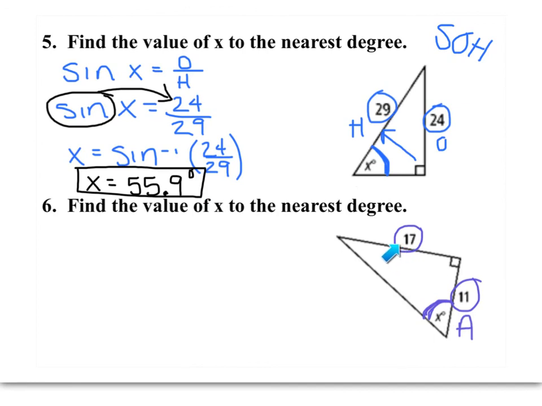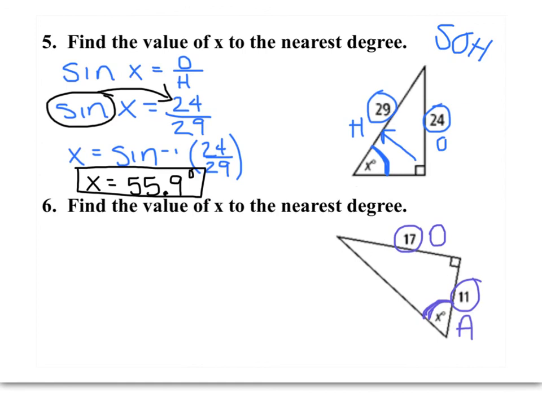Next, I'm looking at my 17. My 17 is on the top of the triangle. My reference angle is on the bottom. Top and bottom are opposites of each other. Therefore, the 17 represents the opposite side of my triangle.